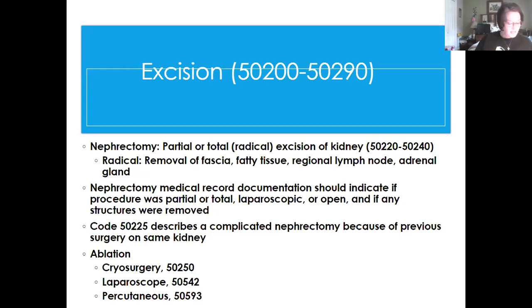Ablation. Cryosurgery is 50250. Laparoscopic is 50542. And percutaneous is 50593.